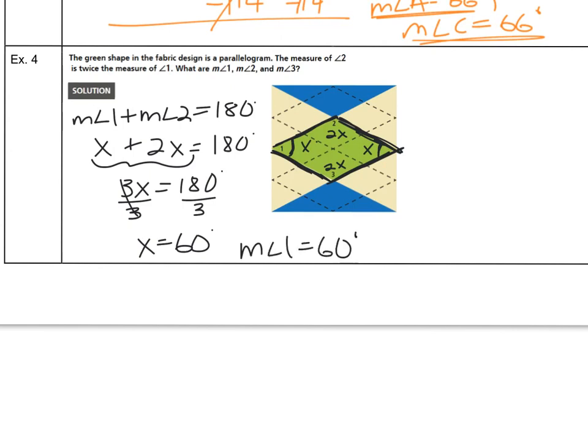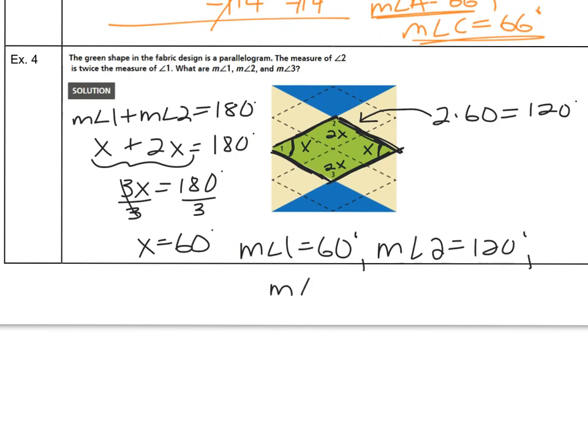Now remember, angle 2 is twice as big. So if we do 2 times 60, angle 2 is 120 degrees. We're just going to list that out. And then last but not least, put a comma in between them. If angle 2 is 120 degrees, then so is the measure of angle 3, because opposite angles are congruent.